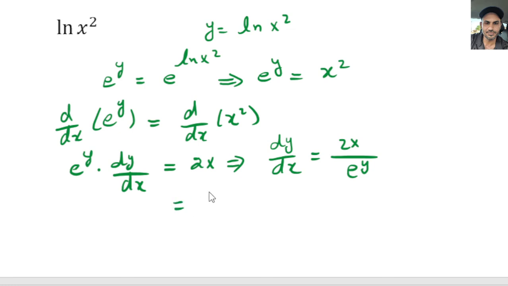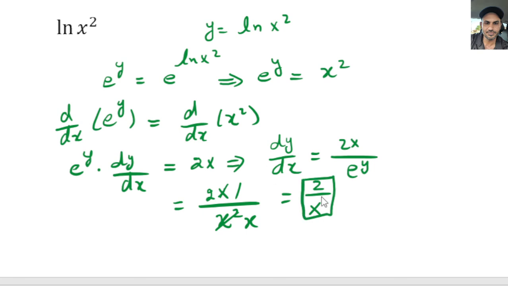Now we substitute the value of e to the y, which is x squared. We can simplify by canceling one of the x's in the denominator, so you're left with 2 over x. So this is the answer, the derivative of natural log of x squared.